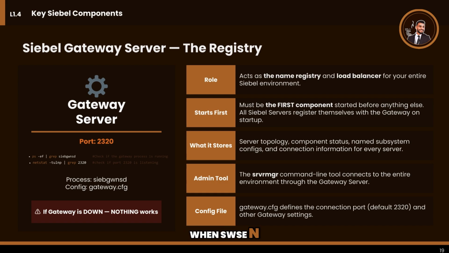When SWSE needs to route a user request, it asks the gateway which server to use. And the gateway makes an intelligent routing decision based on current load and availability. The gateway runs on a specific TCP port, by default port 2320. You will see this port referenced everywhere in Siebel configuration. The process that runs it on Windows is called Siebel Gateway Named Server Daemon.